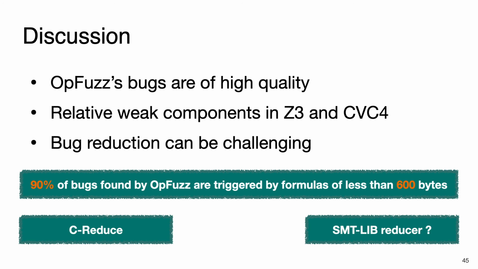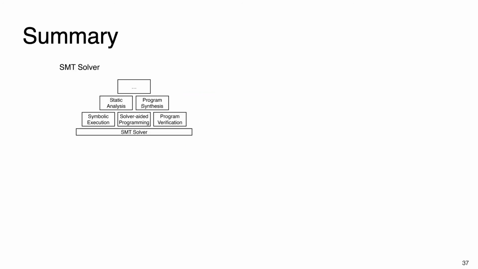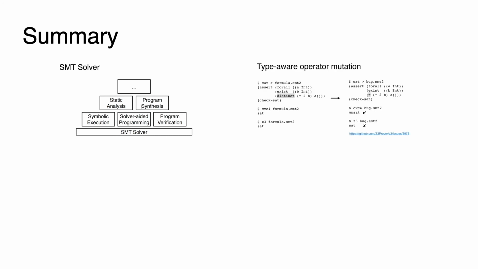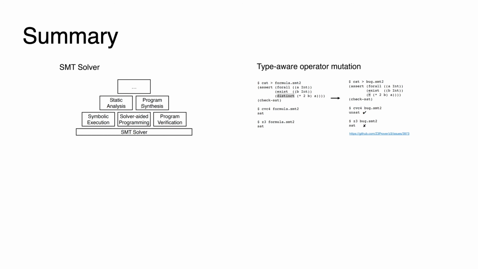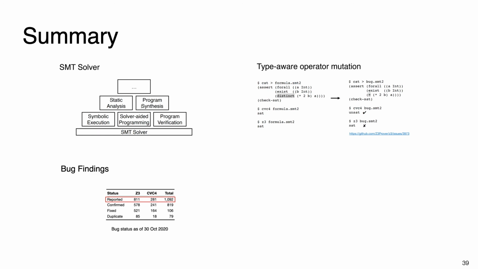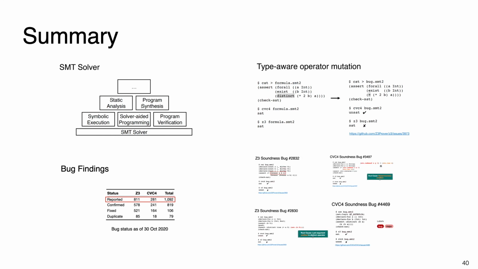To sum up, SMT solvers are foundational tools for many PL technologies. To effectively test SMT solvers, we propose type-aware operator mutation, whose key idea is to mutate operators of conforming types within SMT-LIB formulas. In our empirical evaluation, type-aware operator mutation found more than 1000 bugs in the two state-of-the-art SMT solvers, Z3 and CVC4. In fact, type-aware operator mutation can find many interesting bugs and has helped the developers robustify the solvers.